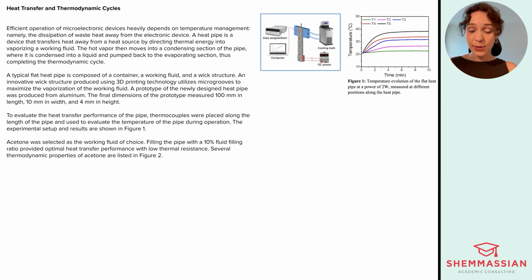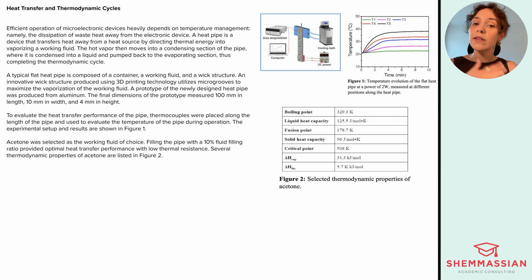It reads, acetone was selected as the working fluid of choice. Filling the pipe with a 10% fluid filling ratio provided optimal heat transfer performance with low thermal resistance. Several thermodynamic properties of acetone are listed in figure 2. And figure 2 shows us all of these thermodynamic values of acetone. And this is something that we don't really need to worry about until a question asks us about thermodynamic equations involving acetone. And since this paragraph actually explicitly tells us that acetone was selected as the working fluid of choice, anywhere that the passage says the heat pipe transfers heat and then directs that into a working fluid and vaporizes that fluid, the fluid that it can be assumed to be referring to is acetone.